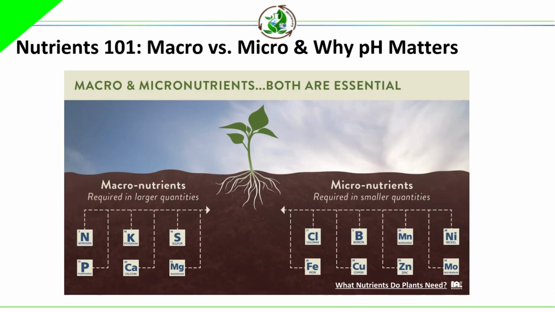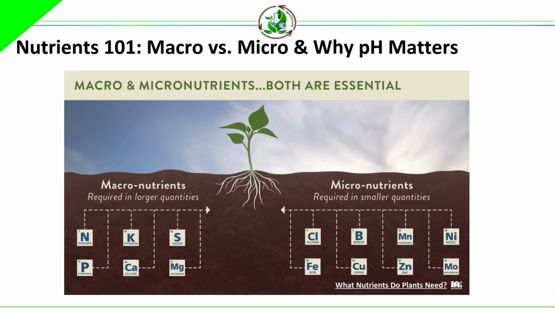Plants require a variety of nutrients to grow, just like we do. Some nutrients are macronutrients, like nitrogen, phosphorus, and potassium. Plants need a lot of these. Others are micronutrients, like iron, zinc, and manganese. Plants need them in small amounts, but they're still essential. A healthy soil provides both.